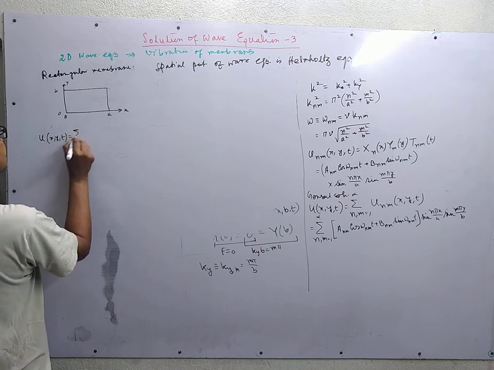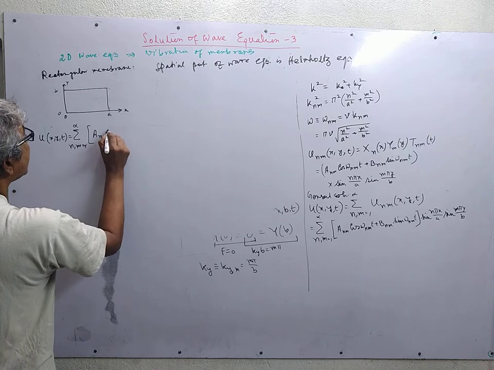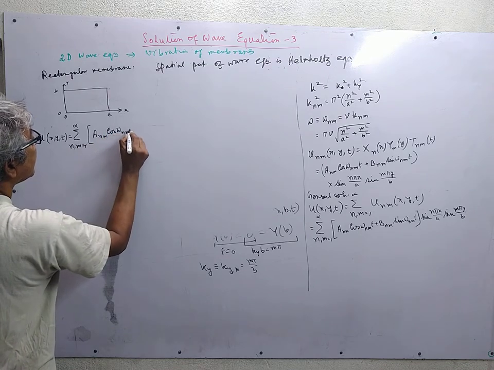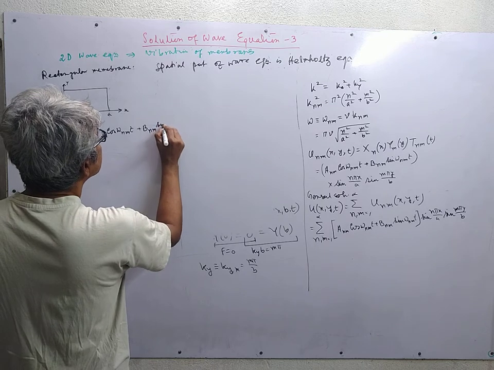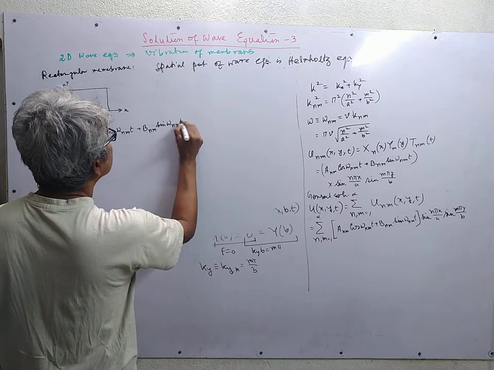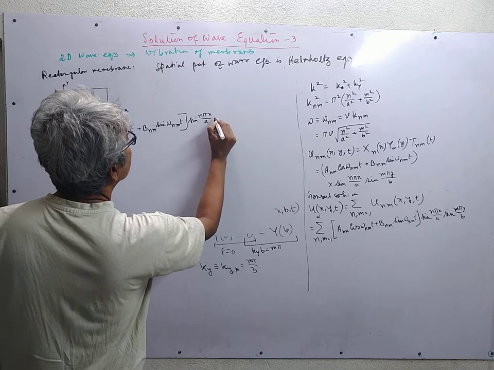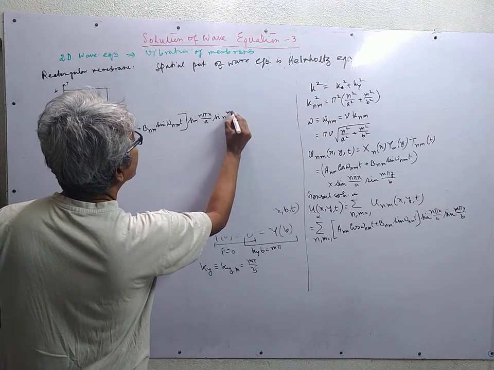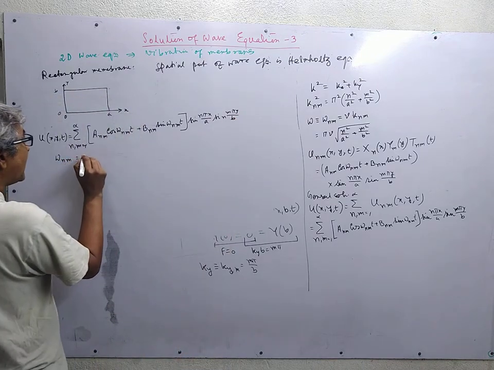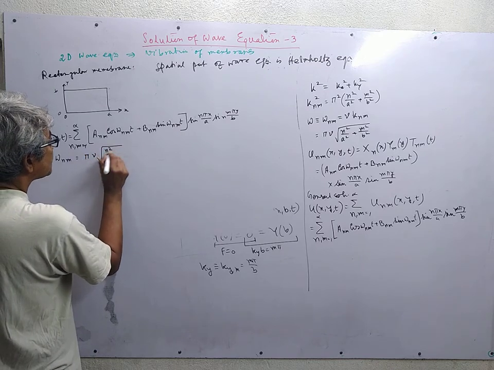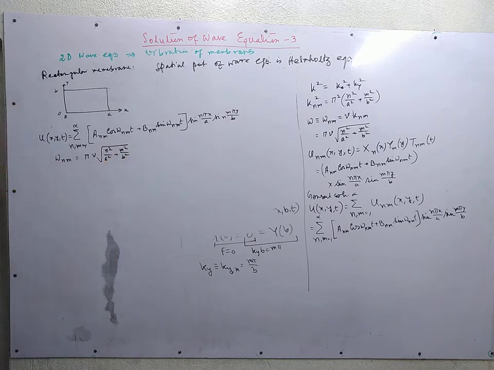u of x y t is equal to summation over n m 1 to infinity a n m cos of omega n m t plus b n m sine of omega n m t, sine of n pi x by a, sine of m pi y by b, where omega n m is defined as pi v times square root of n square by a square plus m square by b square. For a square membrane, a is equal to b.